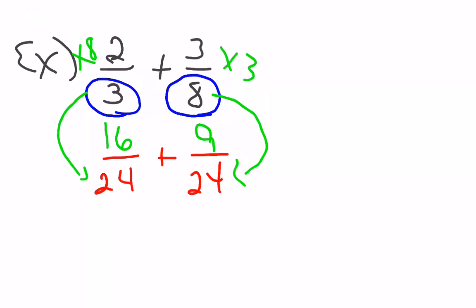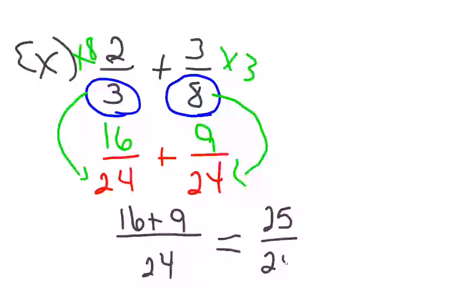Now when we go to add those fractions, we are going to keep the denominator, but we add the numerators together, 16 plus 9. And again, you're welcome to use a calculator if you need to. 16 plus 9 is 25. And so our answer is 25/24.